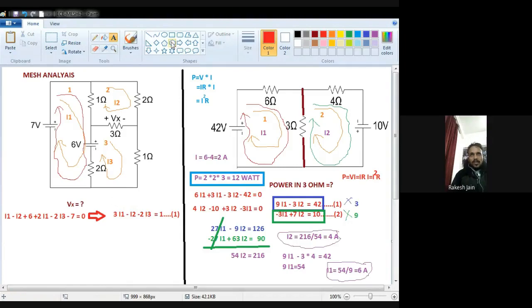Now I go for the second mesh. See, with this purple color, no component is there here. Then 2 ohm, so 2 I2.